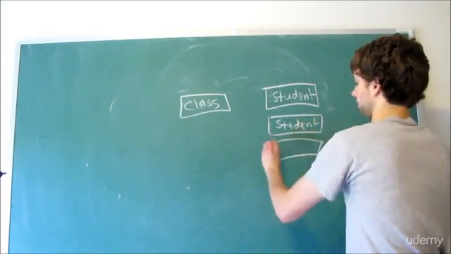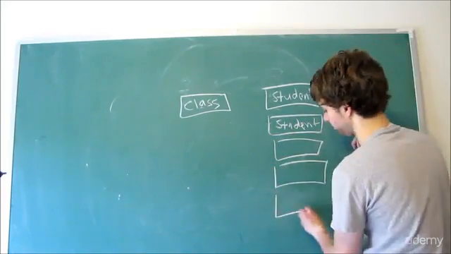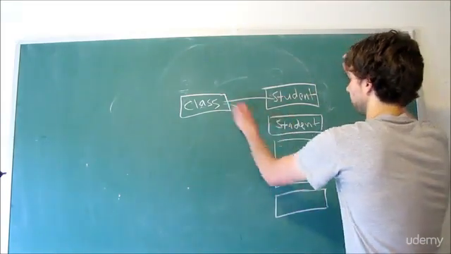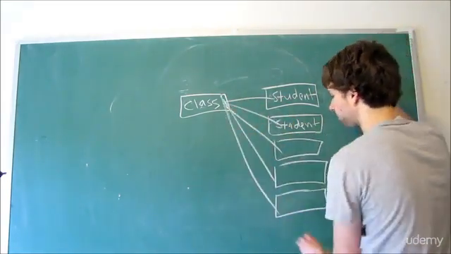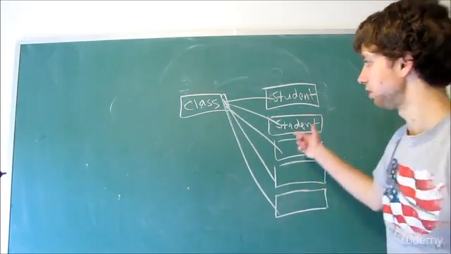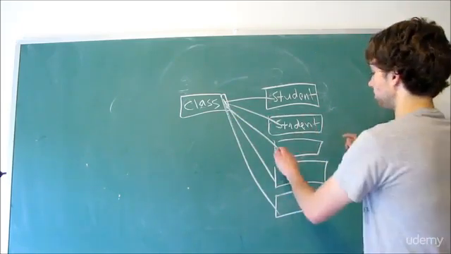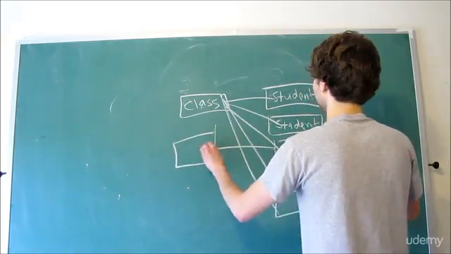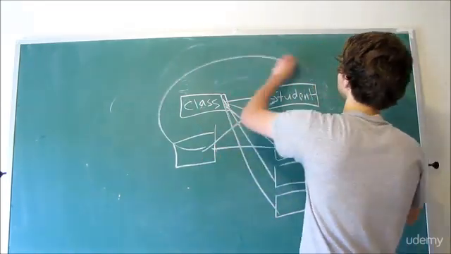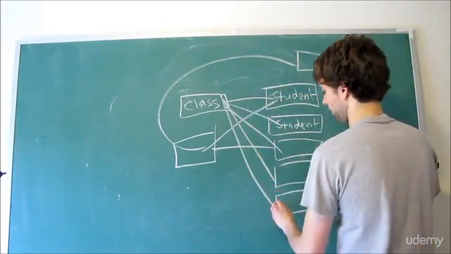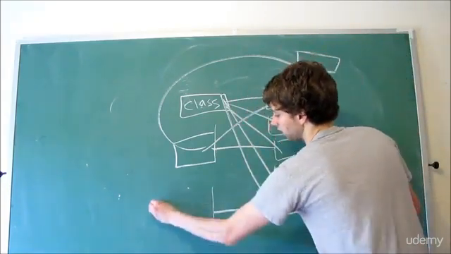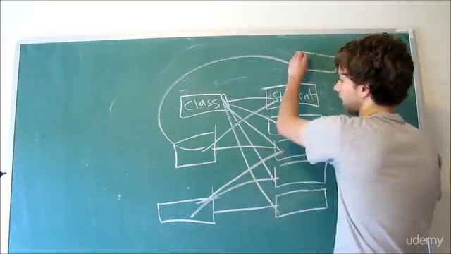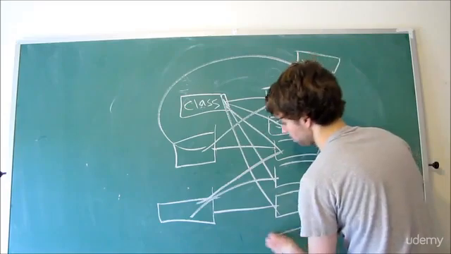Let's draw boxes for quicker. So let's say all these boxes are students. A class can have multiple students. Well, not only that, but a student can take multiple classes. So this student can take this class, and this class can be taken also by that student, and this student over here, and then this student can take another class, which can have this guy in it, and this guy can be in this class as well.